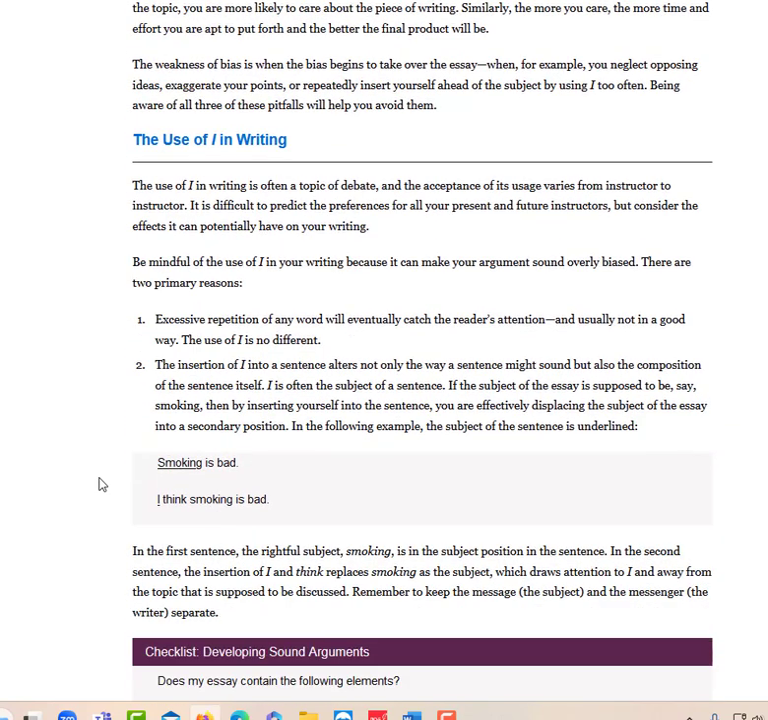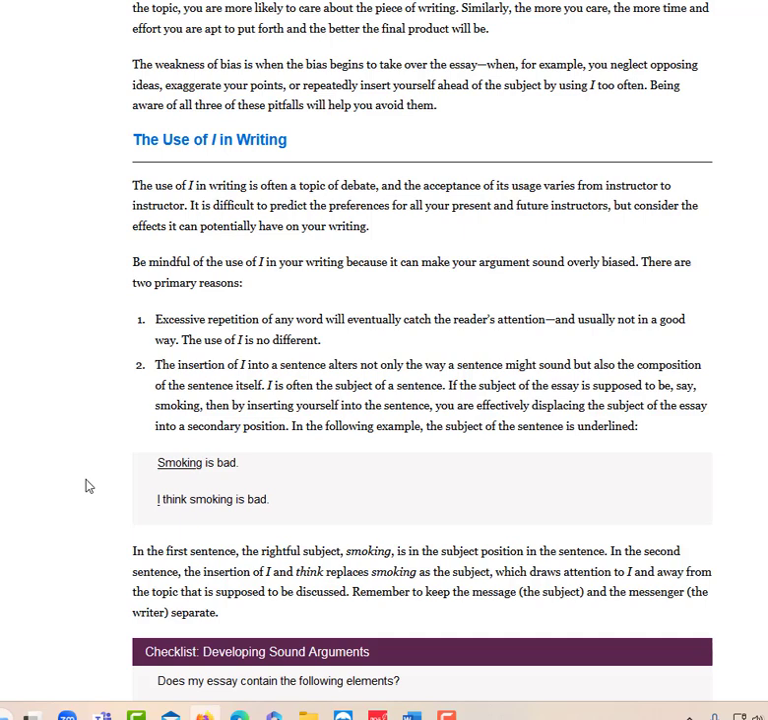The use of "I" in writing is often a topic of debate, and the acceptance of its usage varies from instructor to instructor. It is difficult to predict the preferences of all your present and future instructors, but consider the effects it can potentially have on your writing. Be mindful of the use of "I" in your writing because it can make your argument sound overly biased. There are two primary reasons. Excessive repetition of any word will eventually catch the reader's attention, and usually not in a good way. The use of "I" is no different.